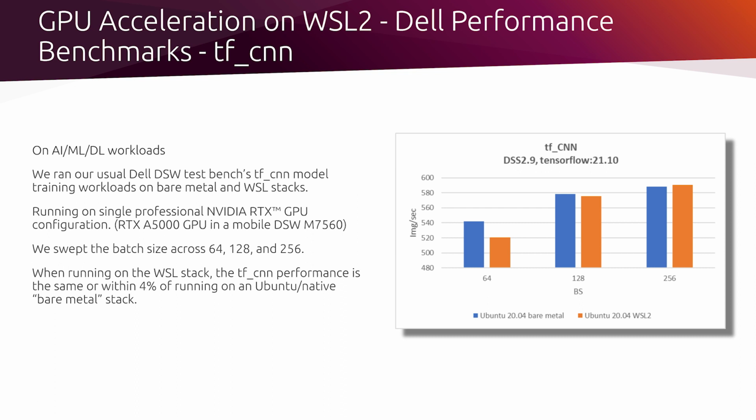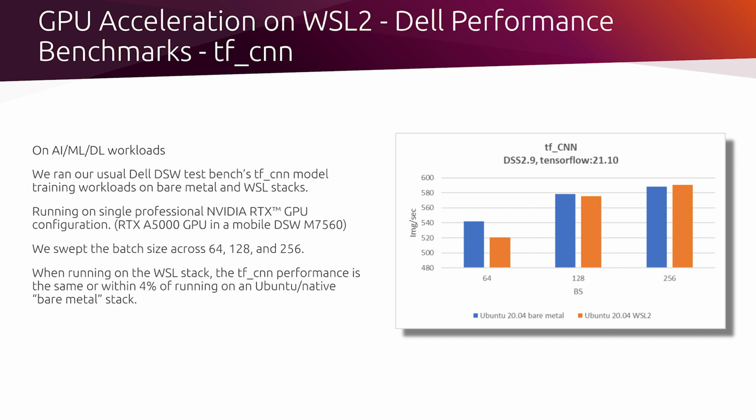The results that we're showing here indicate that when running on the WSL2 stack, the image recognition or classification algorithm, the TFCNN performance, is either the same or within 4%, which means you're not giving up much performance at all by running in this so-called virtual WSL2 environment. It's almost as if you were running on bare metal, and those I/O calls are going direct. The I/O calls to memory allocation and the device drivers for the GPUs are doing all the heavy lifting. It's as if you're running on bare metal.